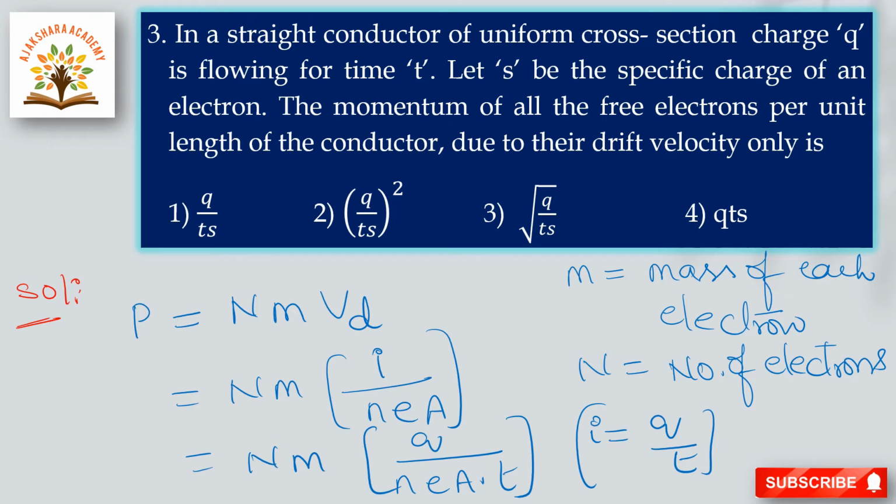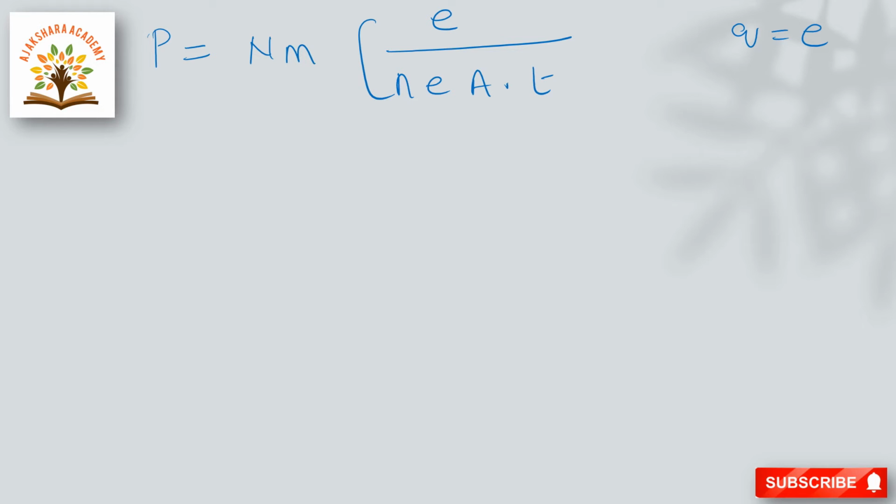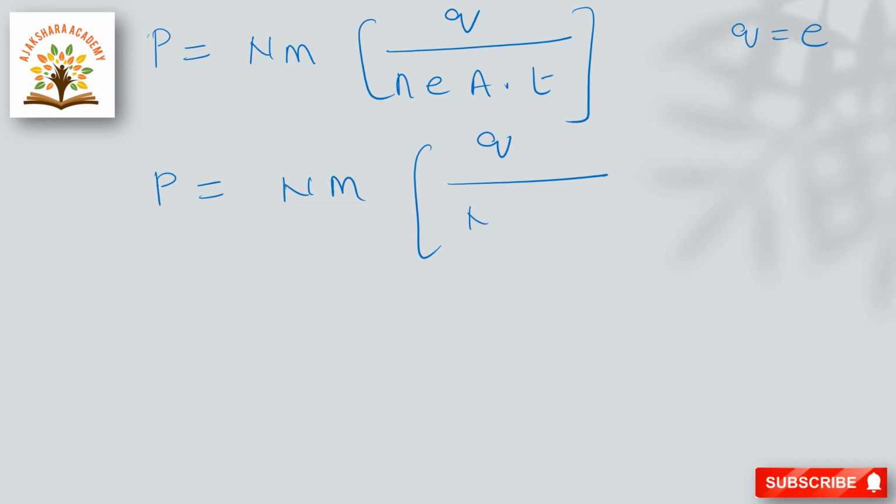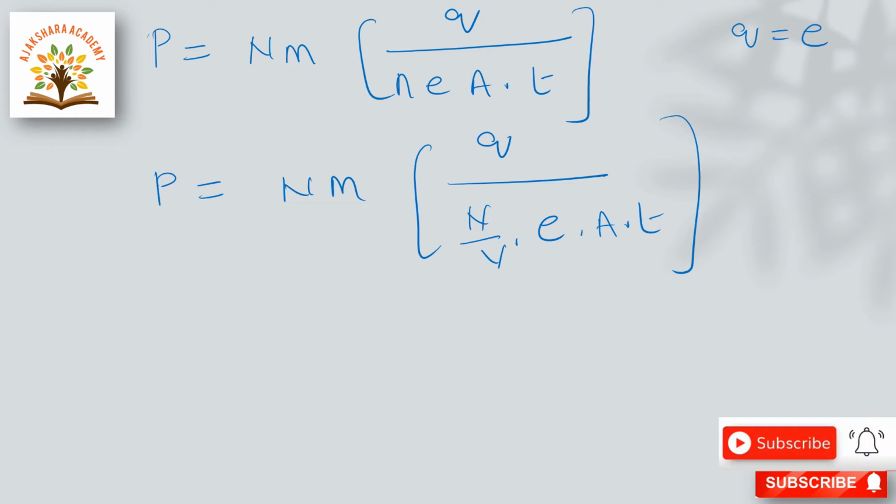Now next P is equal to nm into Q, and Q is equal to E. So in the place of Q we are writing E. So E by nEA into T. P is equal to nmQ by, here I is equal to Q by T. n is equal to N by V into E, A into T. V is nothing but volume, N is nothing but number of electrons.